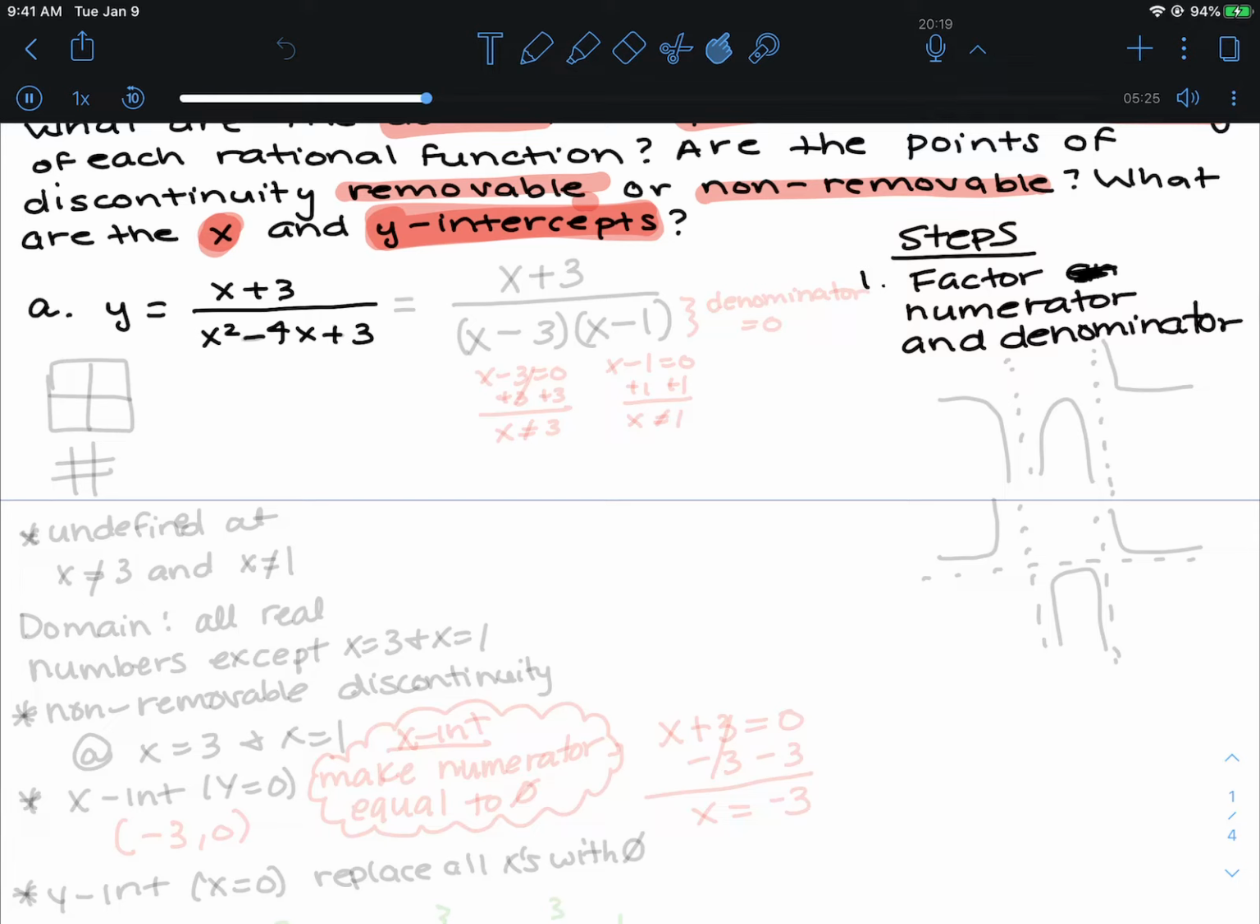So if I look at this, the numerator x plus 3, I can't really do anything there. That's already as simplified as it can get. But this x squared minus 4x plus 3, I can go ahead and factor it out. Like I said, I'm going to do this in my head, but if you want to, you can use the reverse tabular or tic-tac-toe to factor that out. But I'm just going to go ahead and move on.